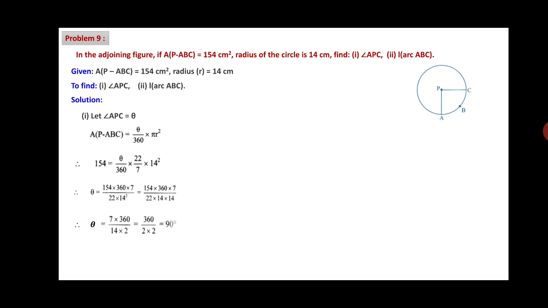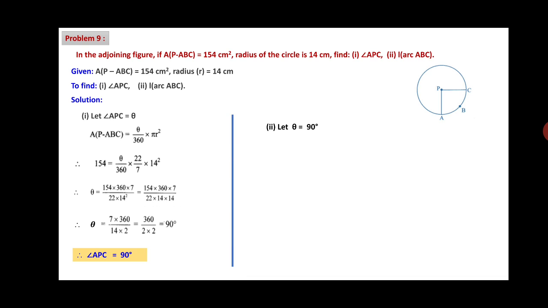After simplification, you will write theta is equal to 7 into 360 upon 14 into 2, which will be 360 divided by 2 into 2, that is 90 degree. So, angle APC is 90.